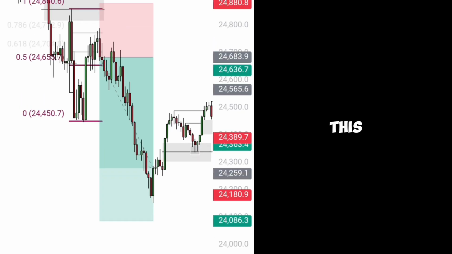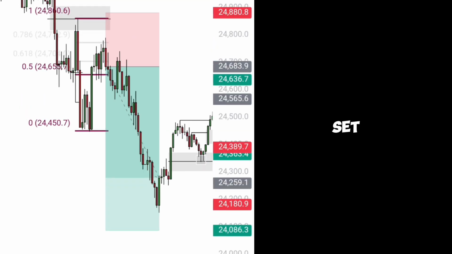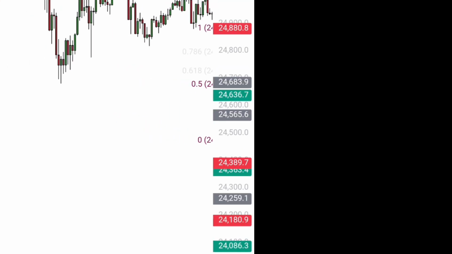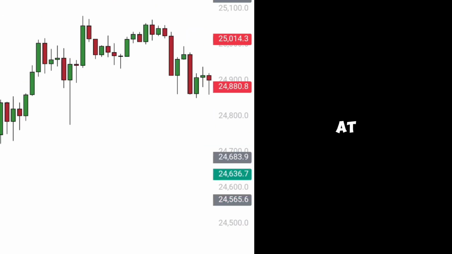All right, so this is how you set your stop losses. So don't just put your stop losses randomly. You want to make sure. Okay, let's look at yet another.